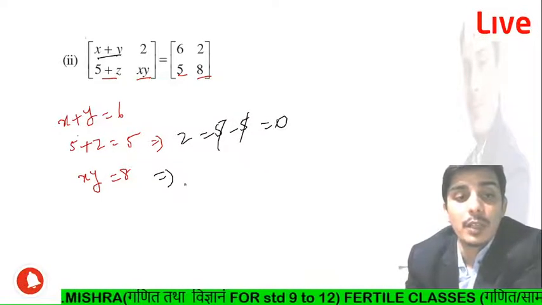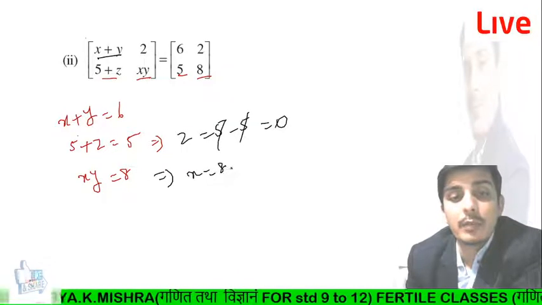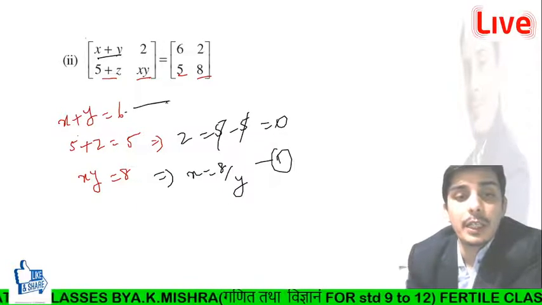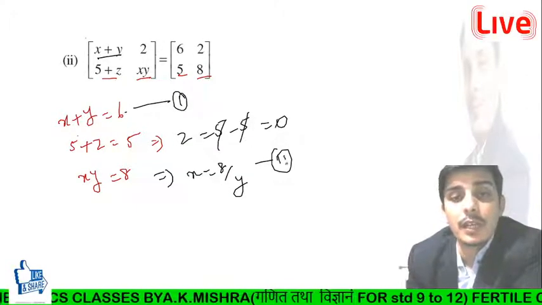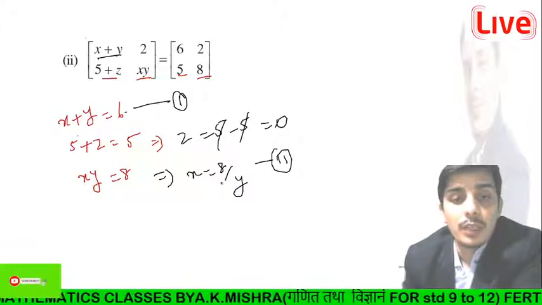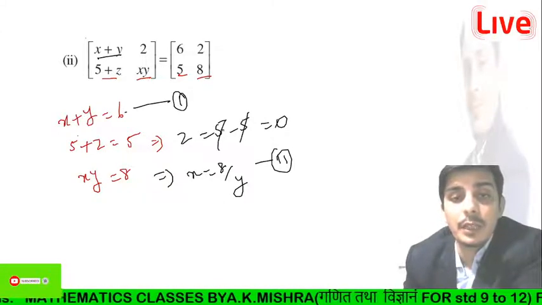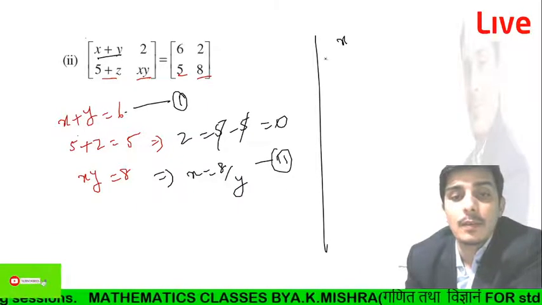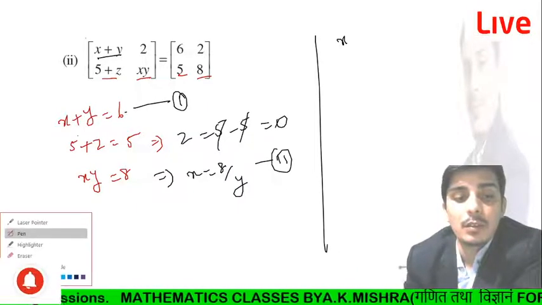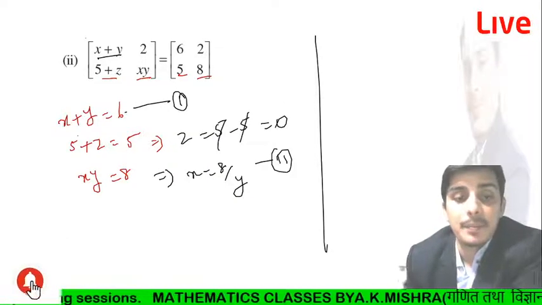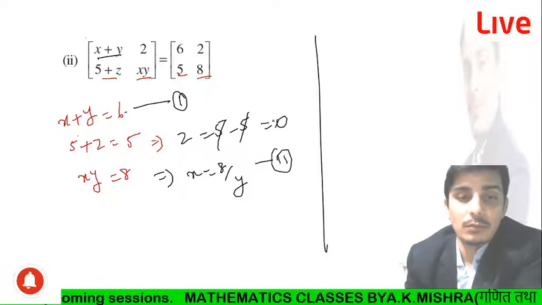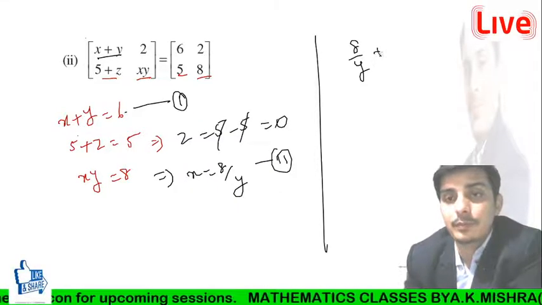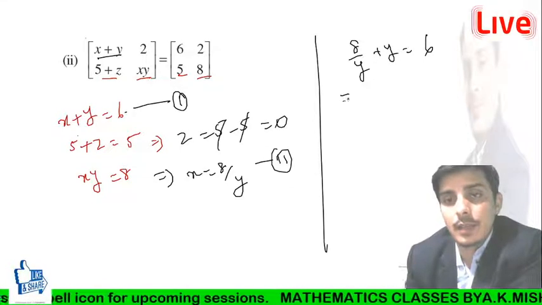And we can write x is equal to 8 by y. Put the value of 8 by y in the first equation, guys. This is the second equation. After putting 8 by y in this equation, we will get x is equal to 8 by y, right? So after putting the value, x is equal to 8 by y plus y by 6.